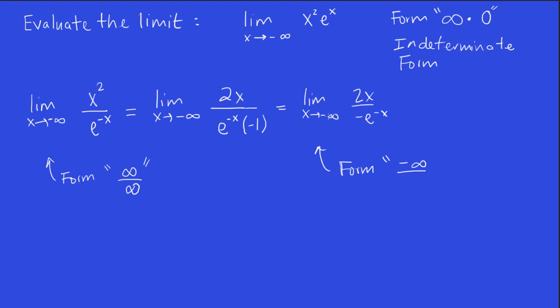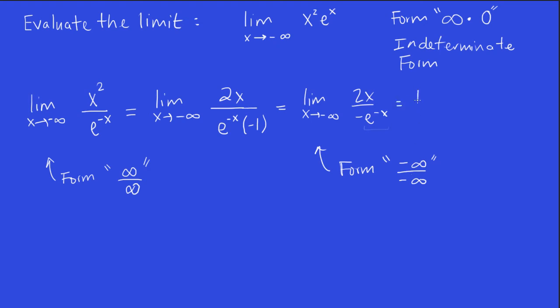Like we said before, when x goes to minus infinity, this here goes to plus infinity. But that minus in front makes it minus infinity. And this is also an acceptable form. This is an indeterminate form, definitely. And L'Hopital's rule can be applied for this as well.